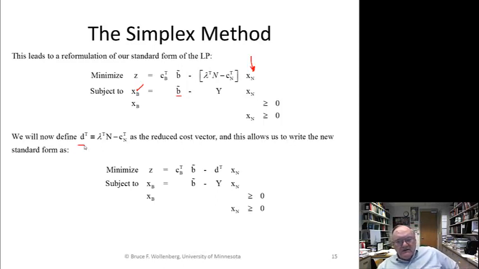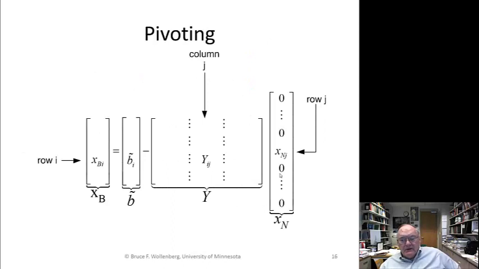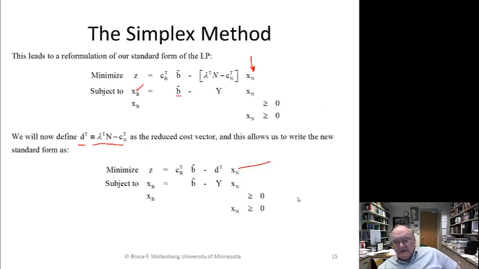If we define D transpose as this, as a reduced cost vector here, and allow us to write a new standard form like that. And we're going to do something called pivoting, and you'll see that we're going to pivot on row I and column J right in here, and that's in this Y form. Now notice this is xb equals b tilde minus y times xn. That's this equation right here that we're going to pivot on. So this is, I'll just put, pivot.